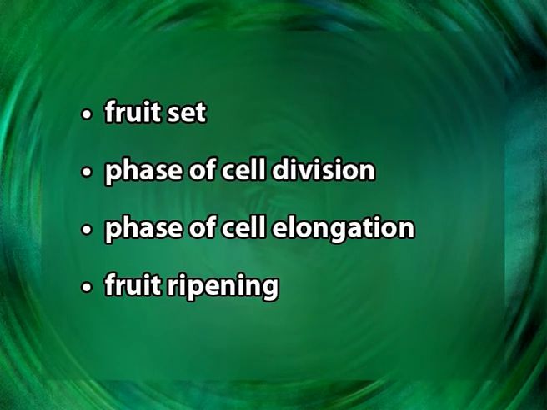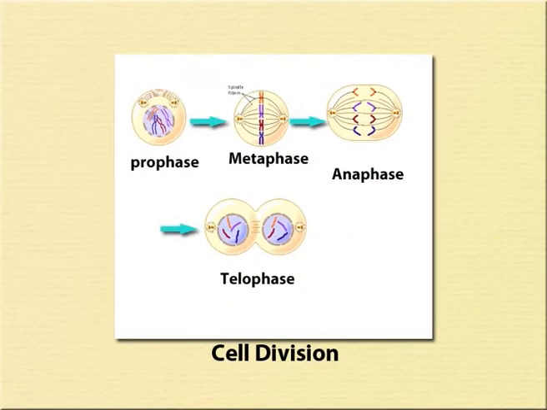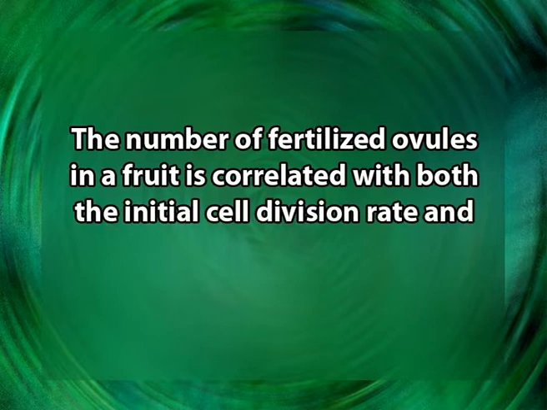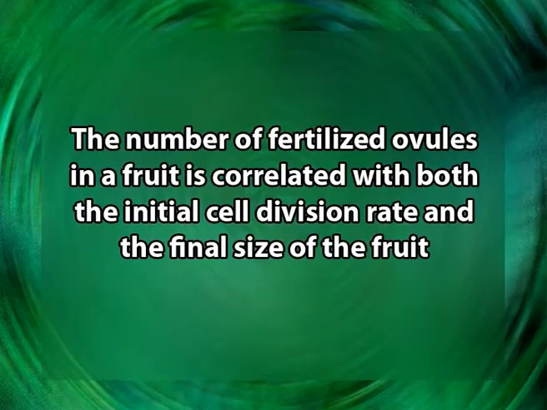Phase of cell division. This phase involves a period of rapid cell division. It involves all growing parts of the fruit. This is thought to be controlled by the developing seeds. The number of fertilized ovules in a fruit is correlated with both the initial cell division rate and the final size of the fruit. In most fruits, cell division occurs in the first several weeks after flowering and represents the first 20 to 30% of the fruit's growing season.